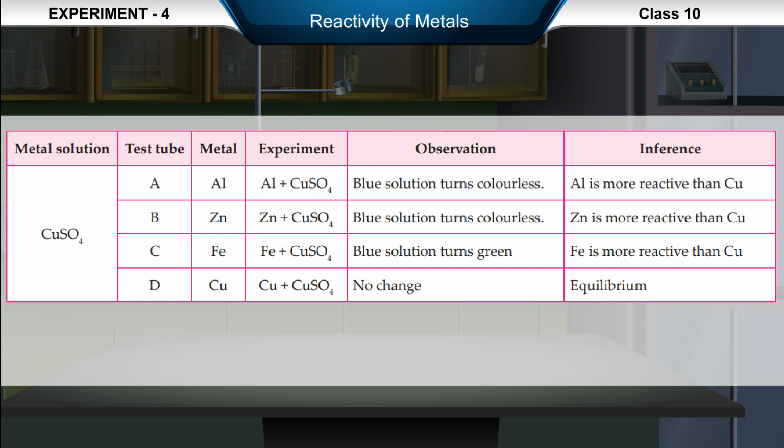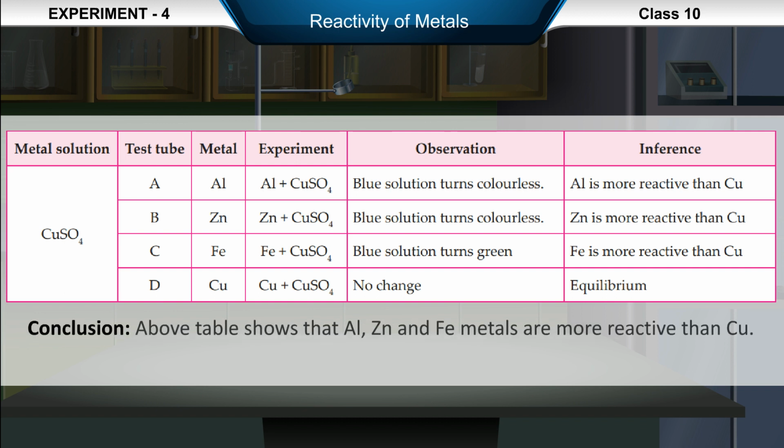Test tube D. Metal: copper. Experiment: Cu plus CuSO4. Observation: no change. Inference: equilibrium. Conclusion.